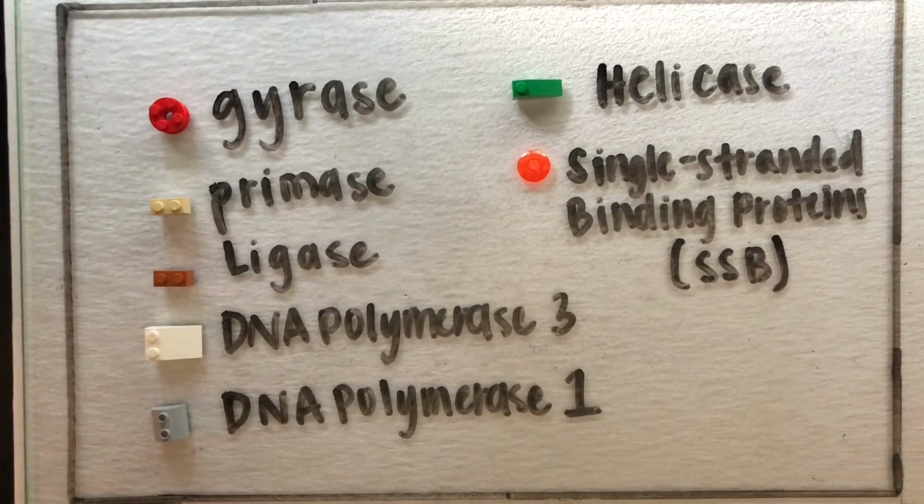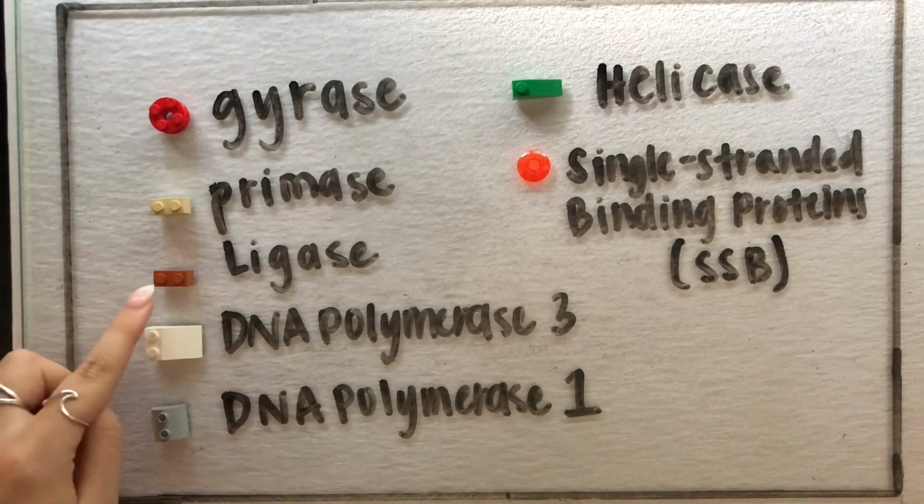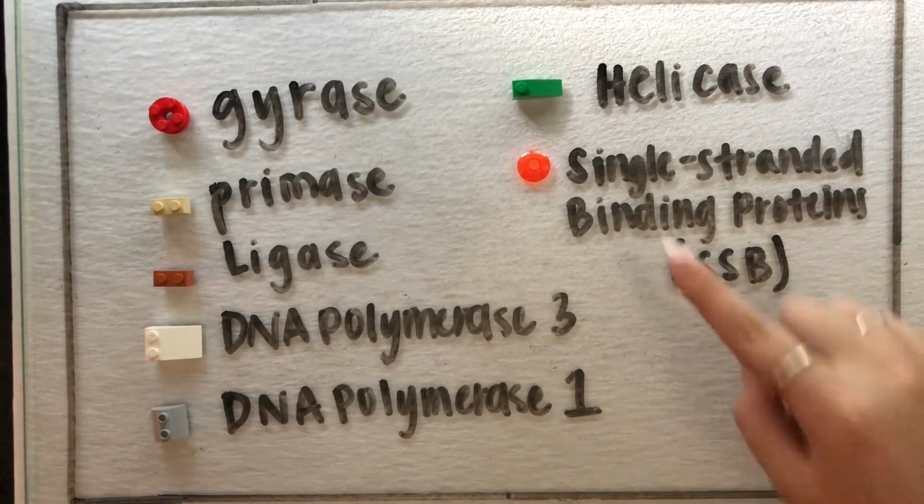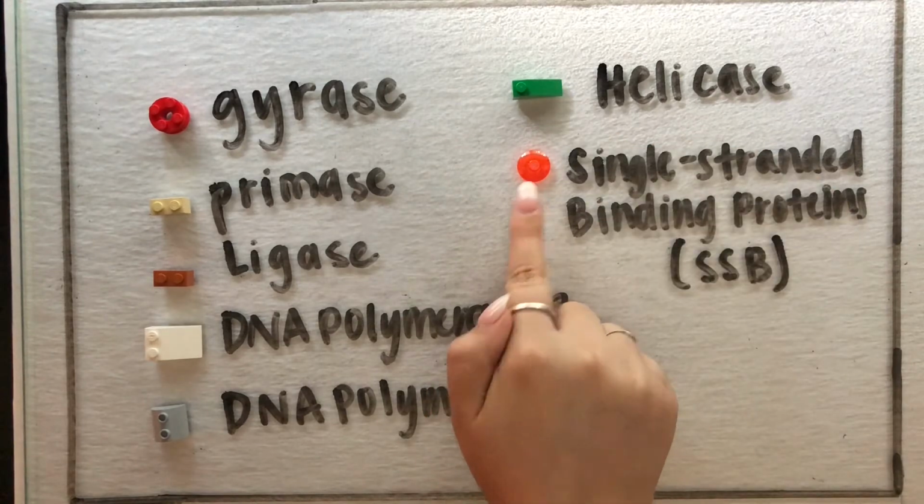Replication involves the work of many proteins and enzymes to help get the job done. In our example, gyrase will be represented by this red circle, primase by the cream-colored brick, ligase by this brown brick, DNA polymerase 3 by this white triangle, DNA polymerase 1 by this gray round piece, helicase by this green triangle, and single-stranded binding proteins by this orange circle.